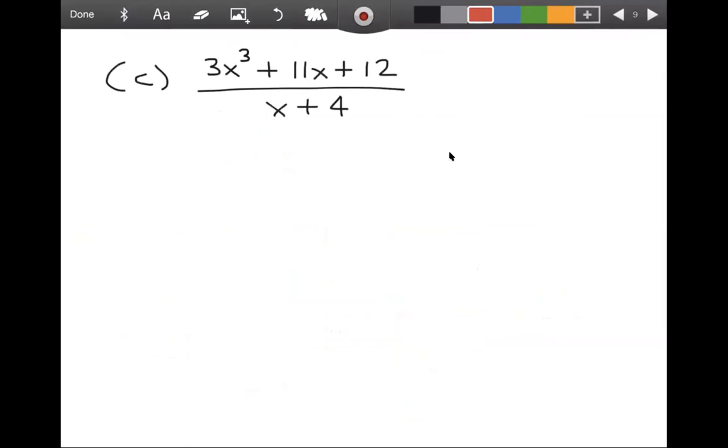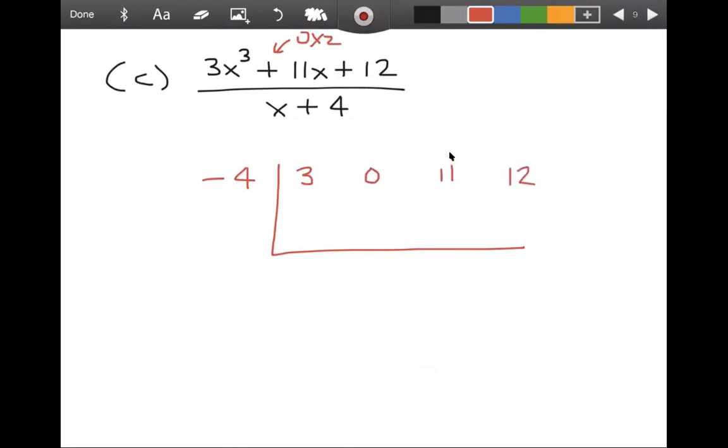All right, one last example, and this is very important. Not only do we have to remember to put a -4 to represent x plus 4, but this dividend is missing an x squared term. So for synthetic division, you absolutely have to put the placeholder. Otherwise, you will get the wrong answer. I'm having trouble writing that there. All right. So 3, 0 stands for 0x squared, 11, and then 12.